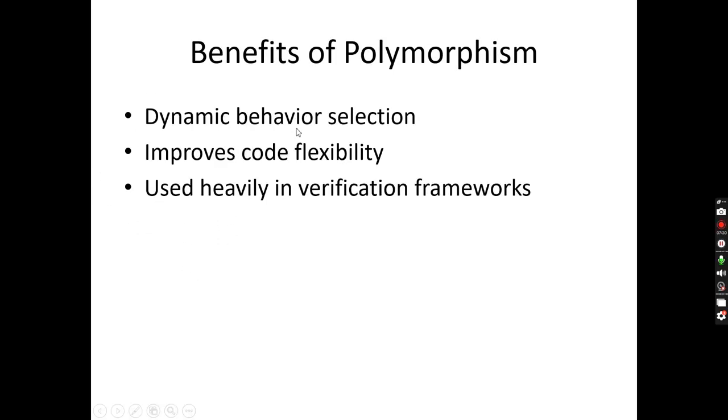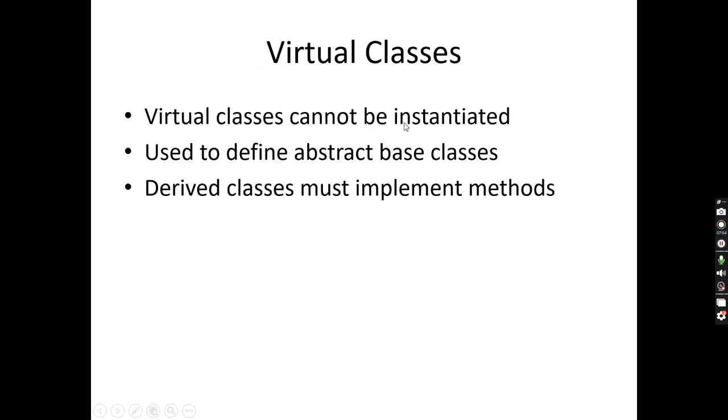Now see, the polymorphism benefit is dynamic behavior selection. How many child handles you have is your wish. But the base handle is the main thing which is able to control all the child class methods. We can access the child methods just by assigning. It improves code flexibility and is used heavily in verification frameworks. So that is polymorphism.